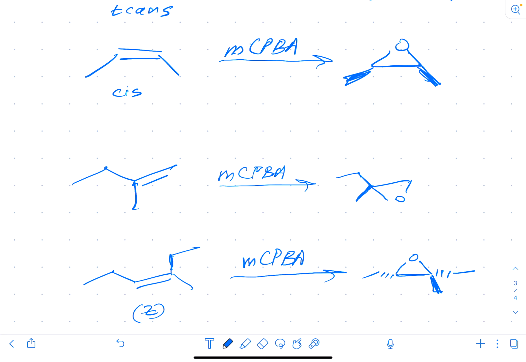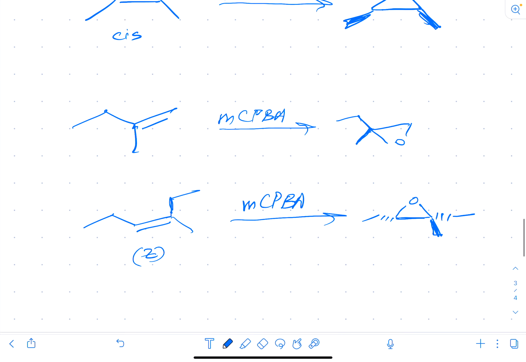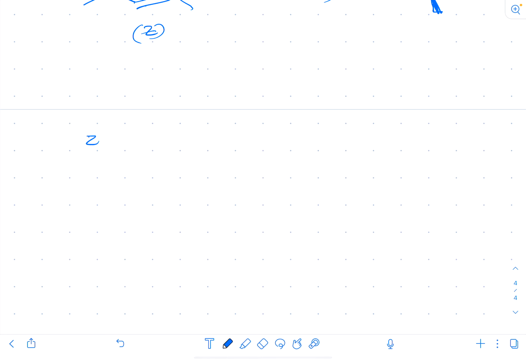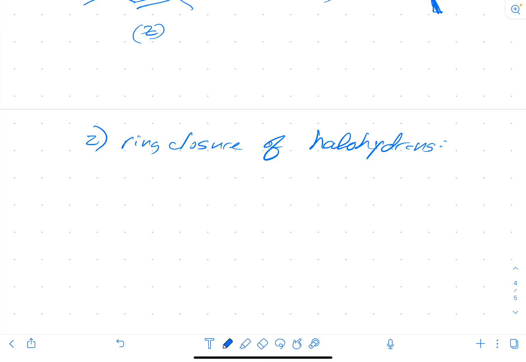Okay, so that's the first way, and by far and away the most common way that we synthesize epoxides. The second way that we need to worry about for synthesizing epoxides is what we will call a ring closure of halohydrins. So this also harkens back to sophomore organic 1. This is a reaction that you probably remember.